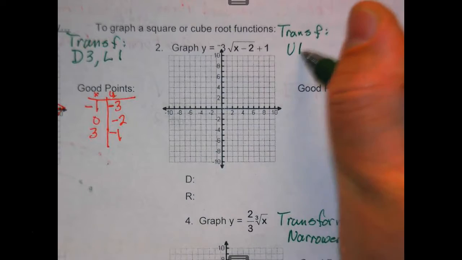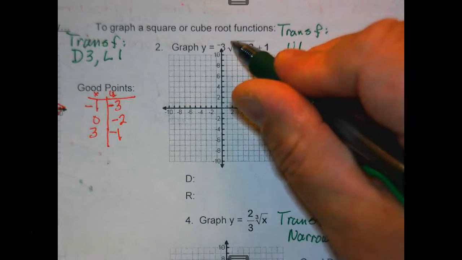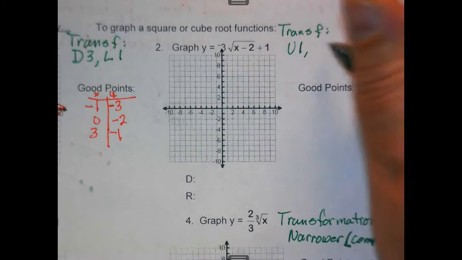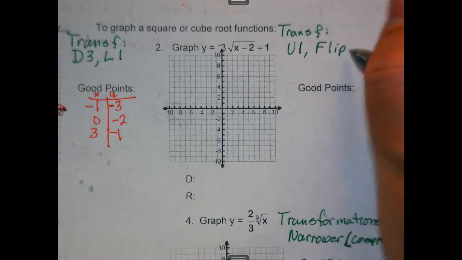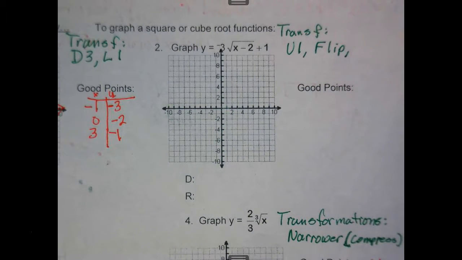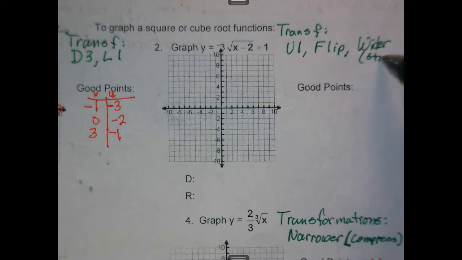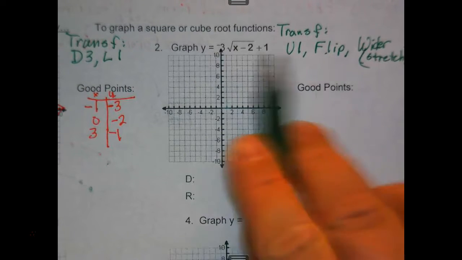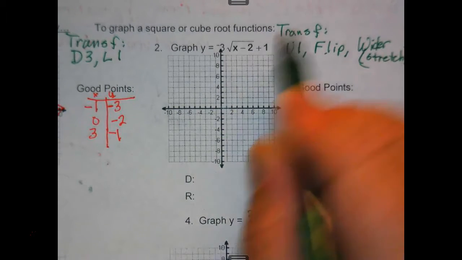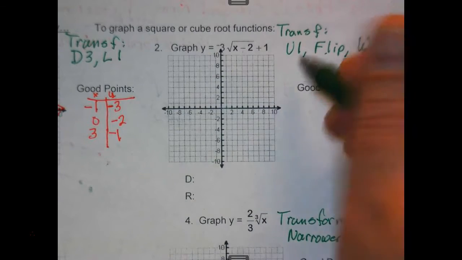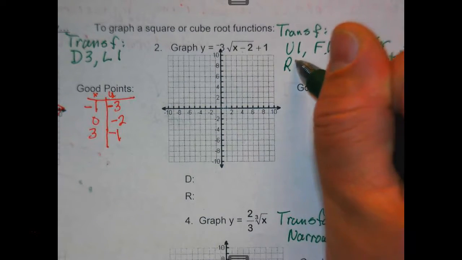Up 1. And we talked about the next one being a negative, so it's going to flip. The 3 is going to make it wider. It's opposite the absolute value function. Wider or stretch. There's one more. We have that already. Reflect, flip. The +1. Oh, no, I'm sorry. The -2. It's going to be right 2.